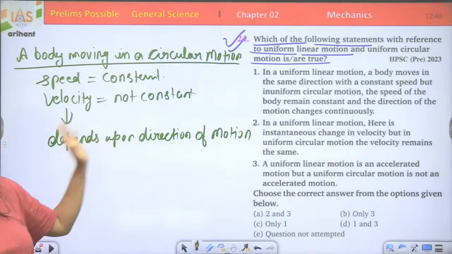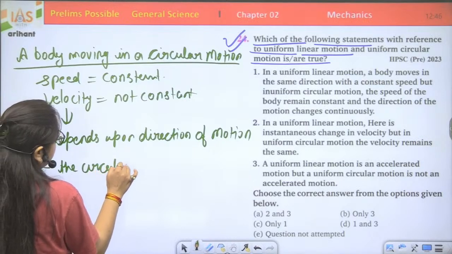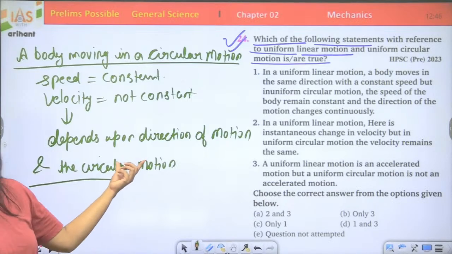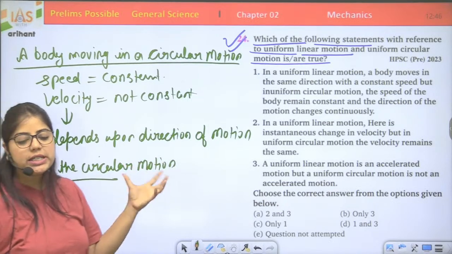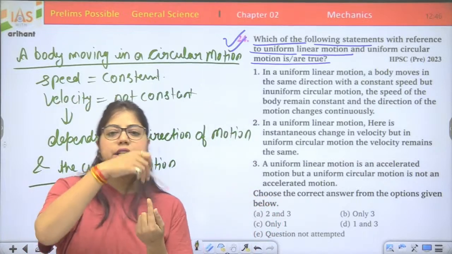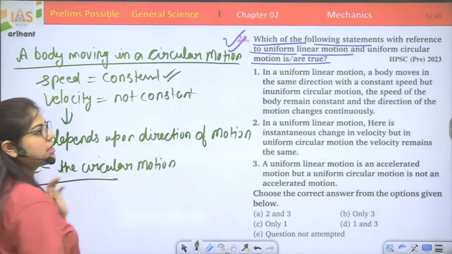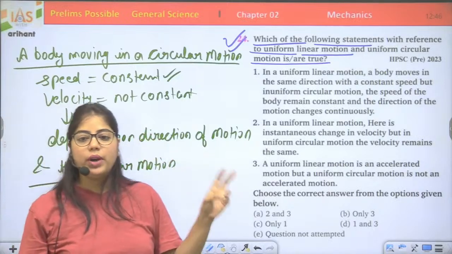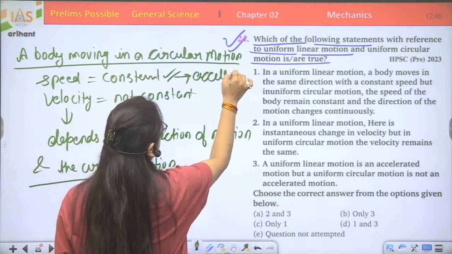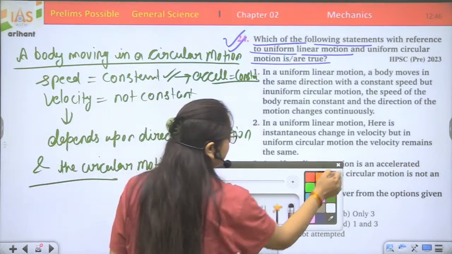In circular motion, the direction of the object changes at every point. In a circular motion, the direction of the object changes at every point. The speed remains constant. The acceleration will remain constant, right? So when speed is constant, the acceleration is also constant. There is no variation and no change.